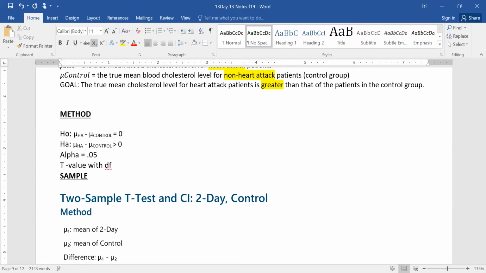So my HA minus my control equals 0 is my null, right? It means there's no difference, that they're the same statistically. And my HA, sorry, I said HA before because I was saying heart attack patients, so I could see it's confusing. My HA for my heart attack patients minus my control is greater than, right? So if it's greater than, that means it's a positive answer in the end, and that means that this group is higher.